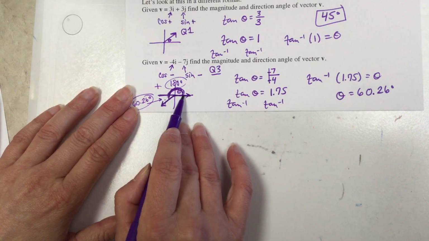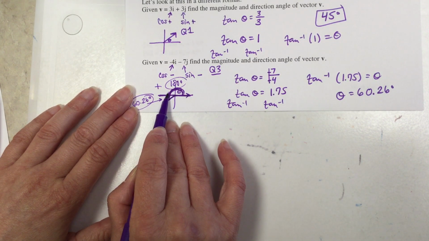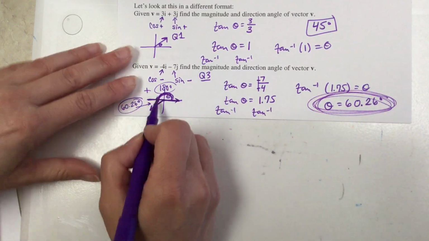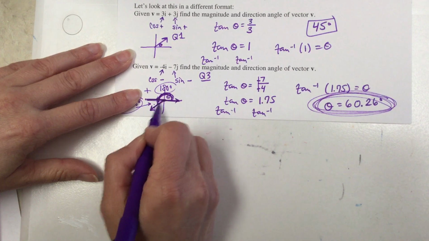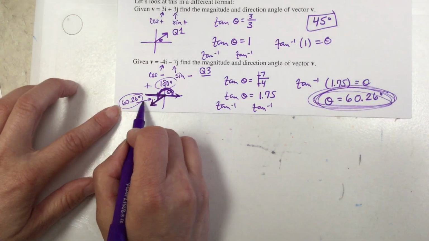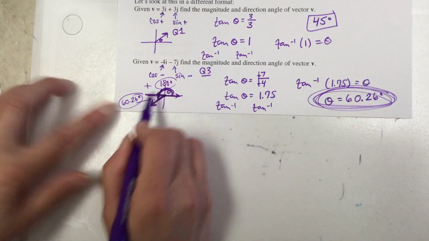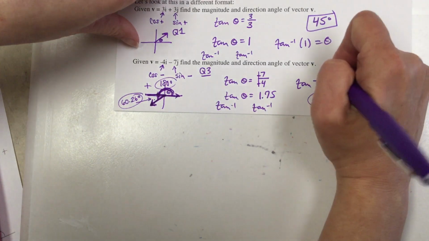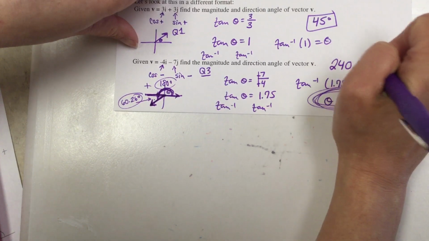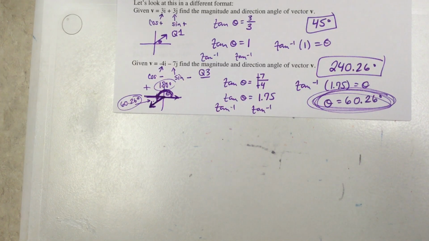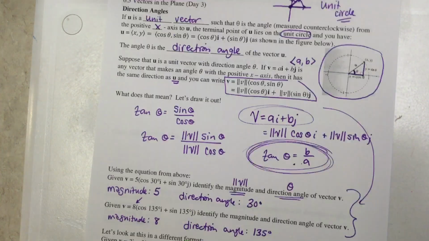I have to start here. Making it to here is 180 because it's half a circle. This measurement is like your reference angle from the x-axis to your vector, or what we used to call the terminal side. This measurement right here is 60.26. So you have to add them together. 60.26 plus 180, your direction angle is 240.26 degrees.